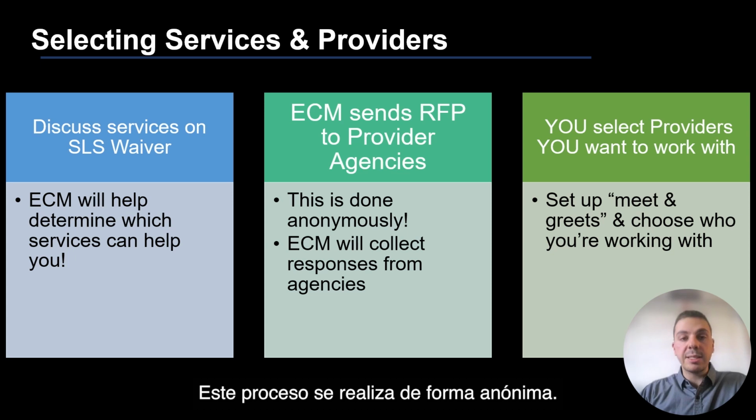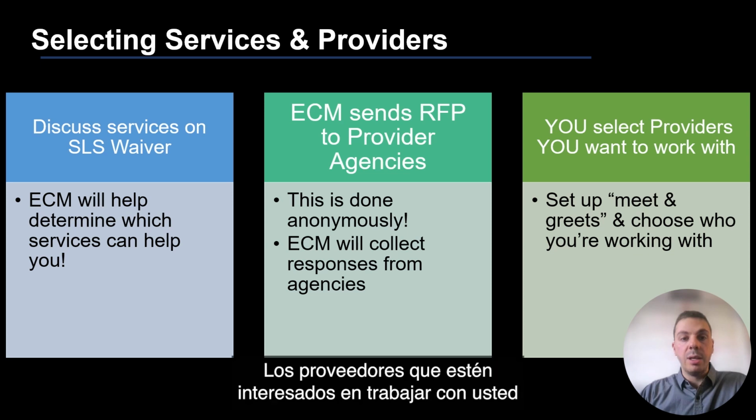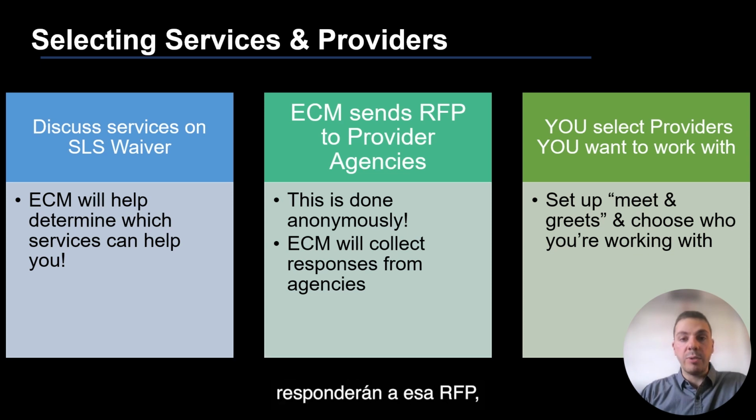This process is done anonymously. We will only send out RFPs with anonymous information about an individual's preferences, activities of daily living, their support needs, etc. Providers who are interested in working with you will then respond to that RFP, not knowing who you are. The enrollment case manager will then collect a list of those providers who are interested in working with you and deliver it to you. You can then call these providers and hold meet and greets, set up some time to talk to them, and learn a little bit more about them to see if it's a good fit.